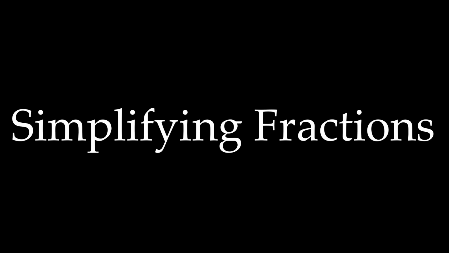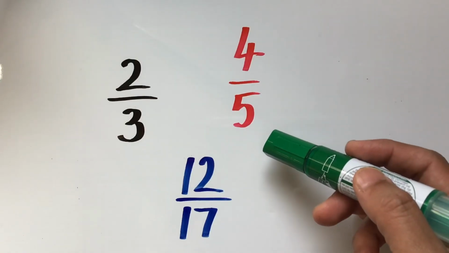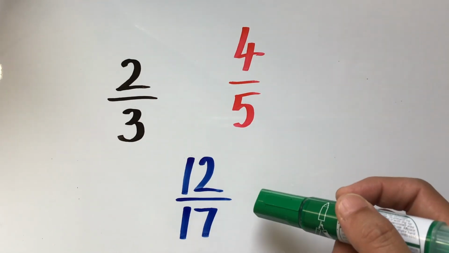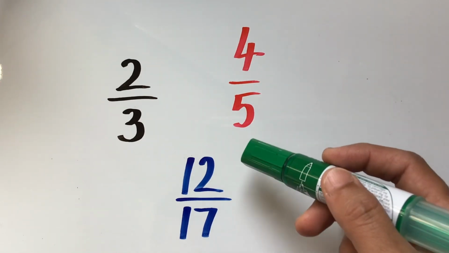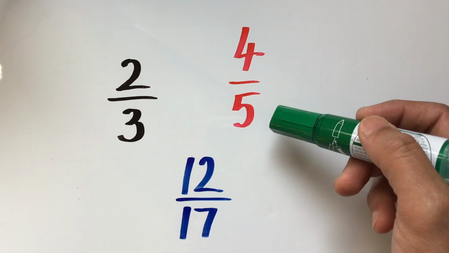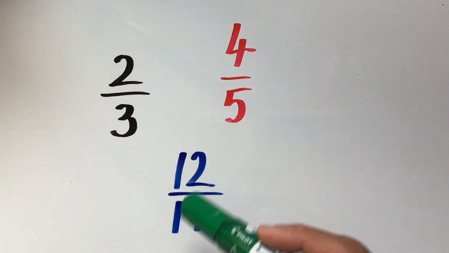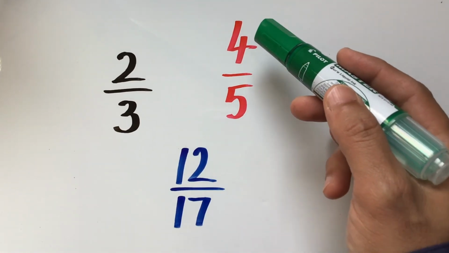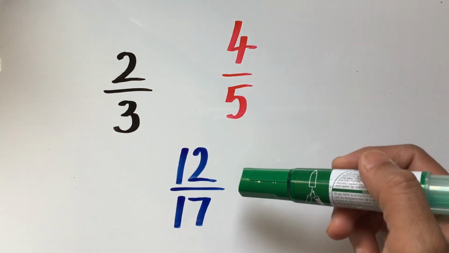In this video, we will see how we could convert fractions into its lowest or simplest form. A fraction is said to be in the simplest form or the lowest form if the only common factor between the numerator and the denominator is 1. As you can see in all the three fractions, the common factor between the numerator and the denominator is 1.